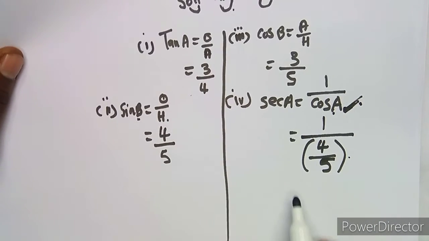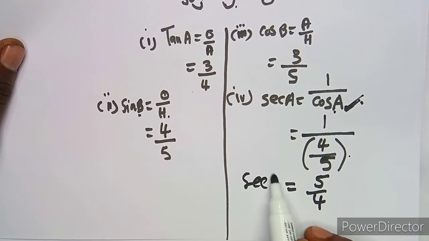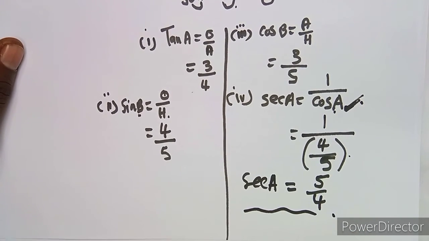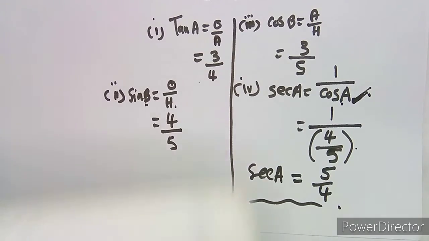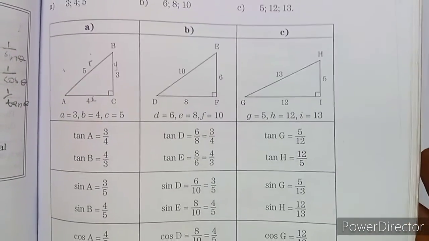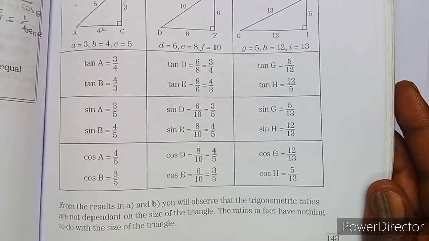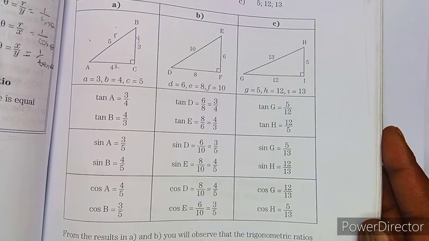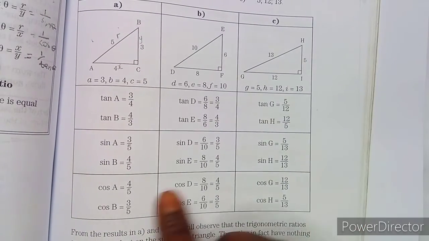So if you simplify this using your calculator, you are going to obtain 5 over 4. So this is the value of sec A, which is 5 over 4. That's how they ask these questions, guys. As you can see, it's simply something straightforward. Here you're given the triangle, then you're asked to calculate tan A, tan D, tan E, whatever is given there. So as you can see, it's a matter of working with the triangle. You can calculate all these.